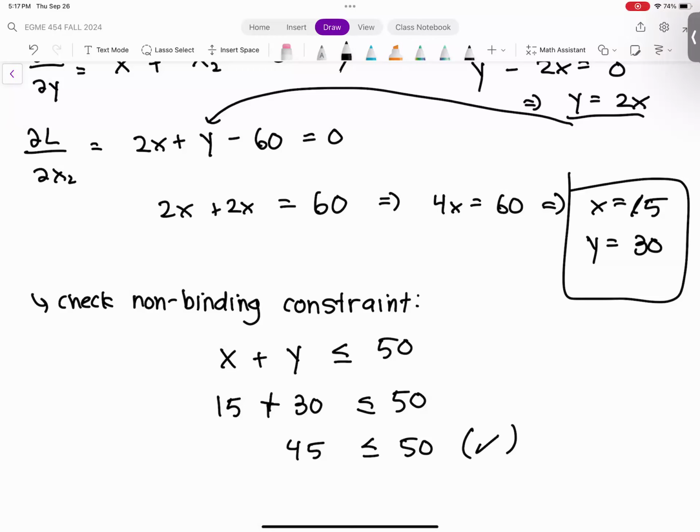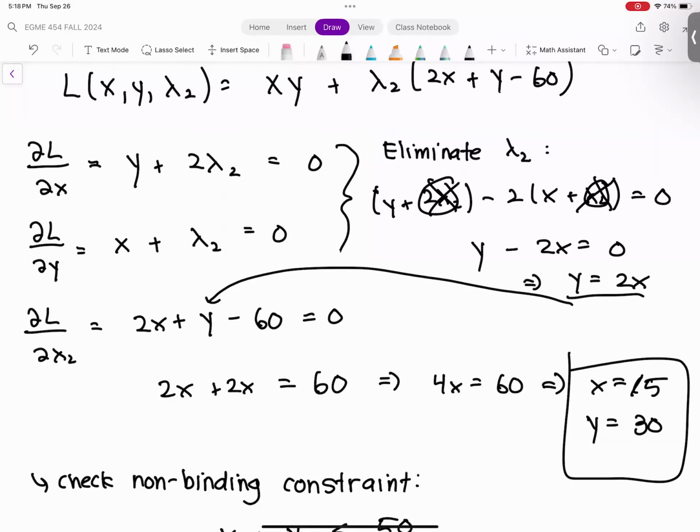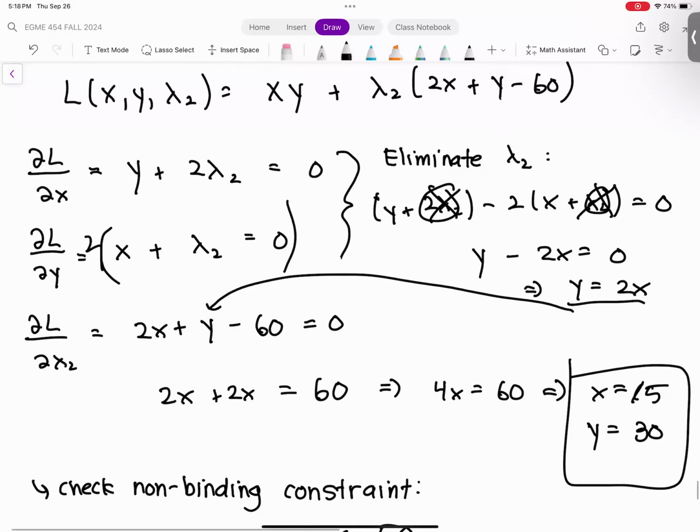Hey, Professor, I have a quick question. Sure, what's up? When you went to eliminate lambda 2, why did you multiply 2 times that second equation? Since the right hand side of that second equation is equal to 0, we can multiply this entire equation by 2. Oh, okay, so you just multiply the entire thing. Yeah, I'm really taking advantage of the fact that we have 0 on one side of it. Yeah, that answers it.